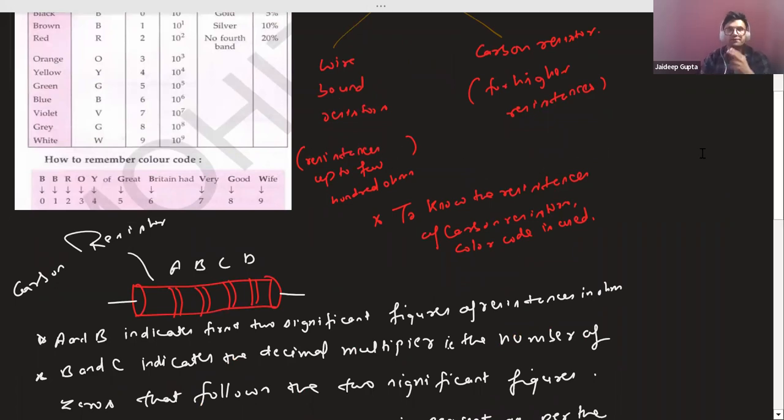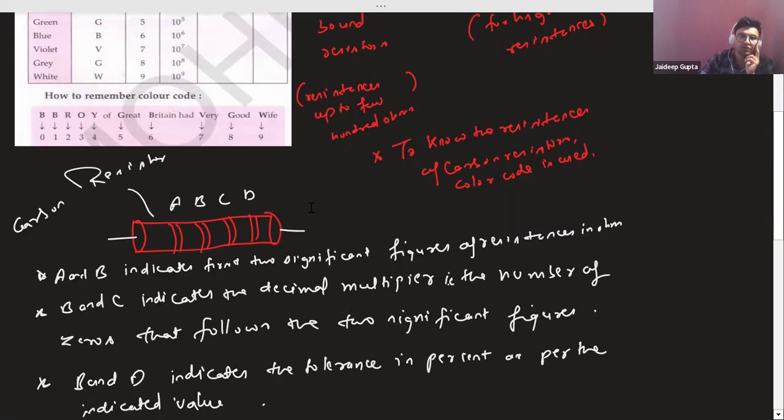We use color code. Now there are four bands A, B, C, D. This is a carbon resistor. There are rules. A, B indicates the first two significant figures of the resistance in ohm. C indicates the decimal multiplier. And D indicates the tolerance level in percentage.